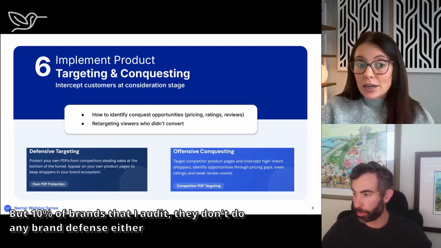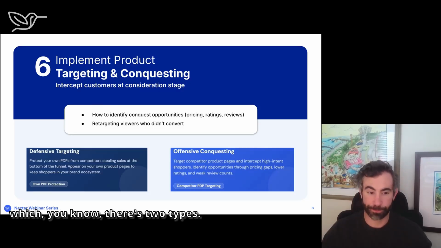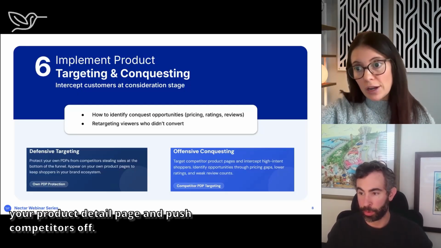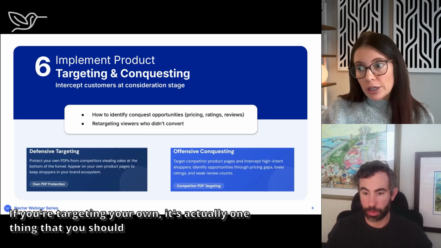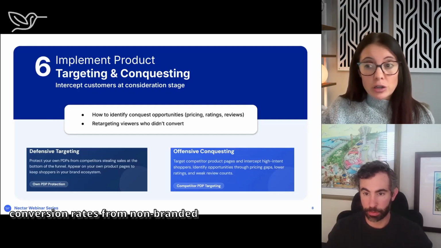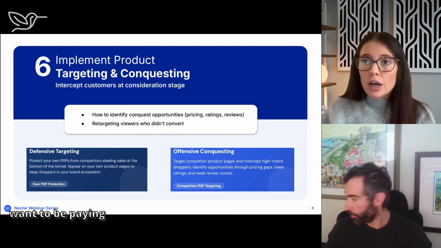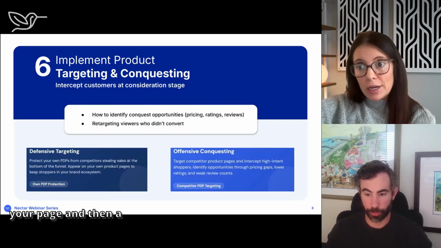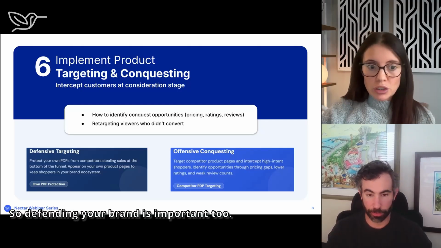About 10% of brands that I audit don't do any brand defense either with product targeting, of which there are two types. You can target your competitors' product detail pages, or you can target your own to defend your product detail page and push competitors off. Both are very important. If you're targeting your own, one thing you should be looking for is how defending your own product detail pages is impacting your conversion rates from non-branded terms. Just like the example I just talked through, you don't want to be paying all this money on really broad category terms to get people over to your page and then have a competitor steal them at the point that they're ready to make a purchase, right? So defending your brand is important too.